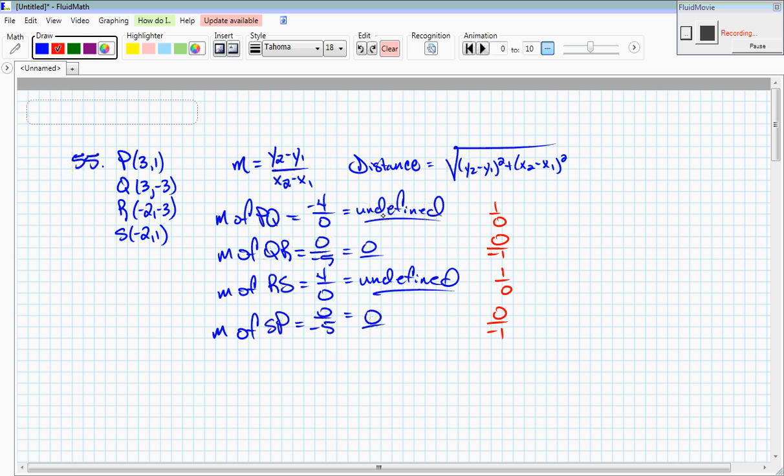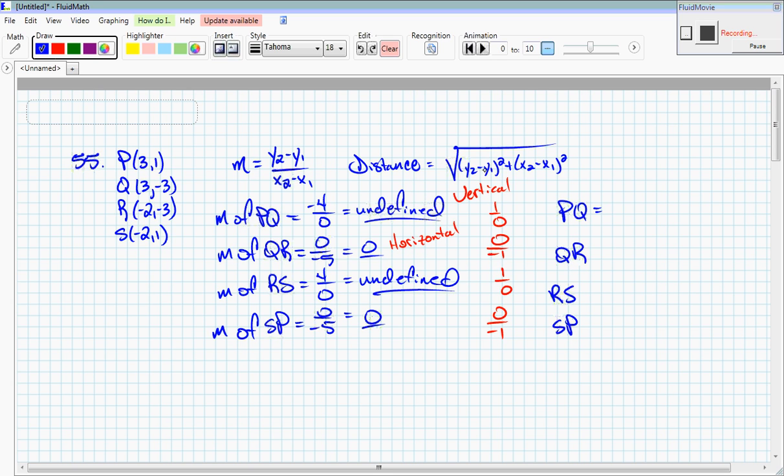Anything that has a slope that's undefined is always going to be perpendicular to something that has a slope of 0. If the slope is undefined, this is actually a vertical line, and this is actually a horizontal line. And horizontal and vertical lines will always intersect to form right angles or be perpendicular. So what we're dealing with is a parallelogram that has 4 right angles. So we know we're dealing with either a square or a rectangle. To determine which one, we have to see if all 4 sides are congruent. To see if they're congruent, we're going to find the lengths of PQ, QR, RS, and SP.